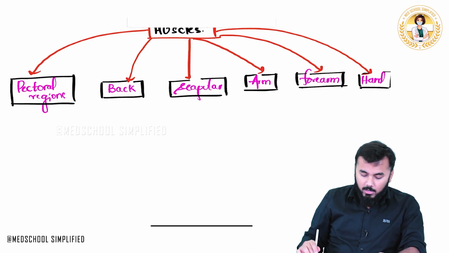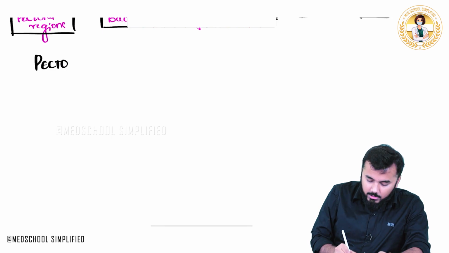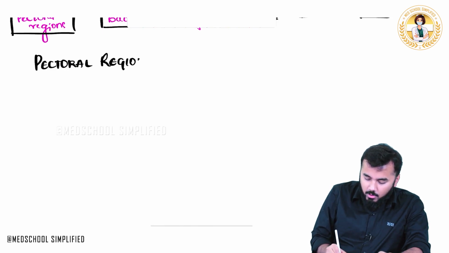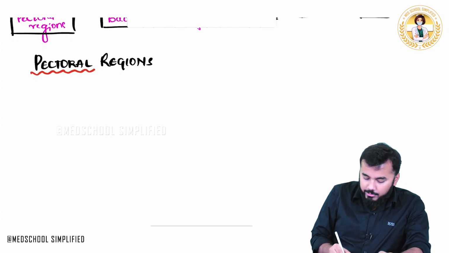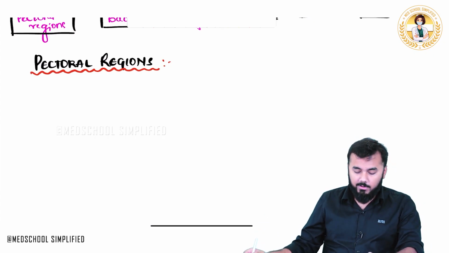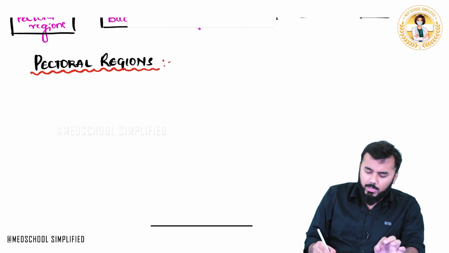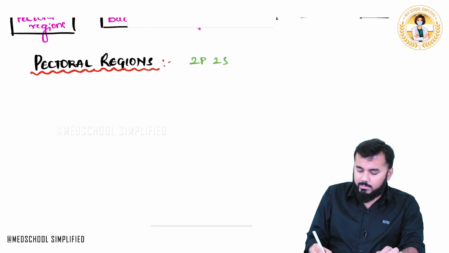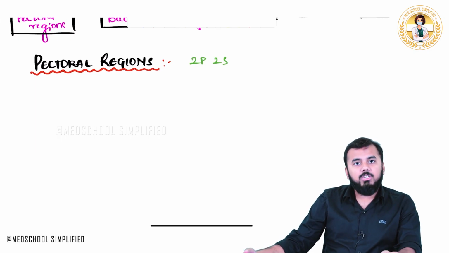Okay, first of all we shall be discussing mainly the muscles of the pectoral region. What are the muscles of the pectoral region? We shall cover all the clinical points and all the muscles, everything we shall be discussing, which will definitely be useful from your exam point of view, right? Now when it comes to the pectoral muscles, simply remember this mnemonic: 2P, 2S. This is how you remember the pectoral region muscles.